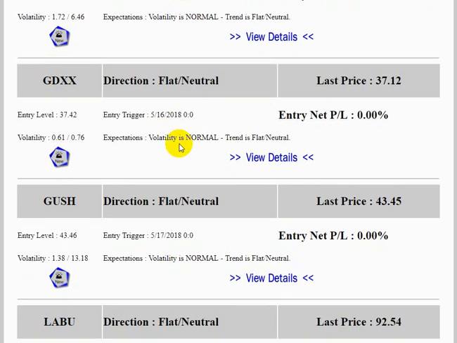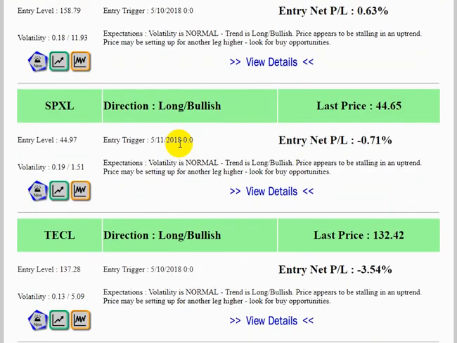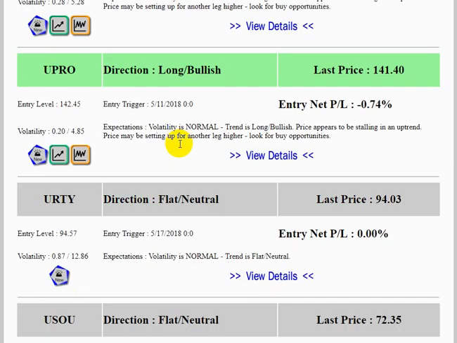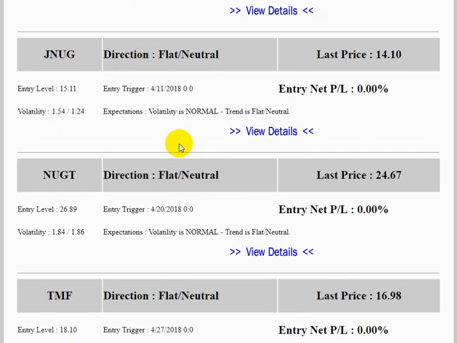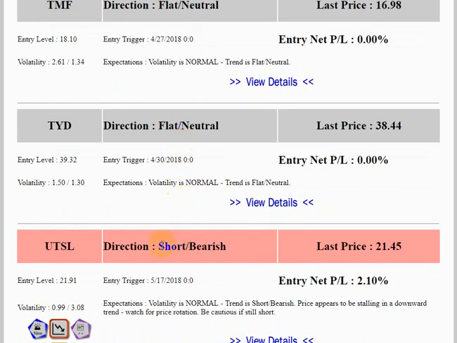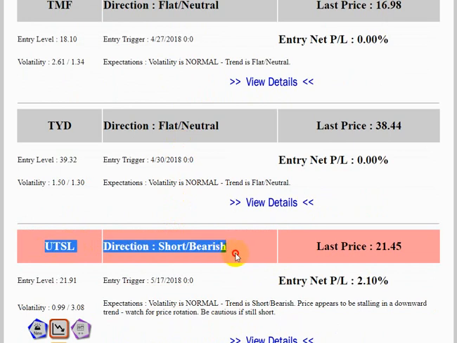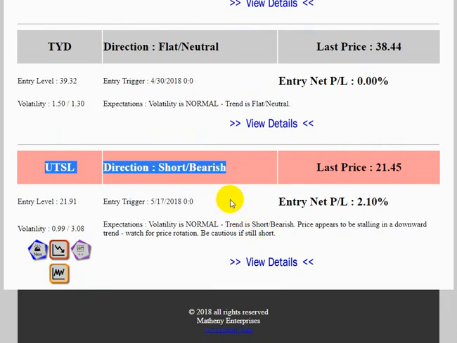Green for bullish. Let's see if there's a short trigger. I don't see a short trigger. UTSL, 2.1%. Let's go ahead and take a look at the short trigger. Again, this is telling us it is a new trigger. It's telling us it's bearish. It's telling us that it's in a standard pricing range, and it's trading sideways.